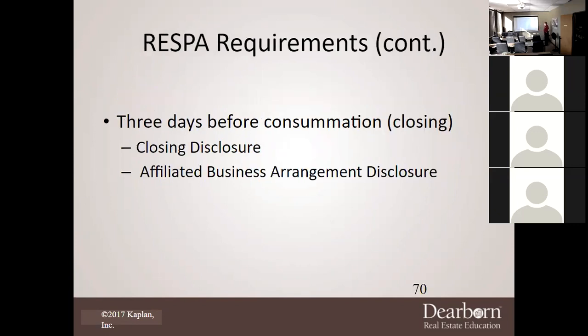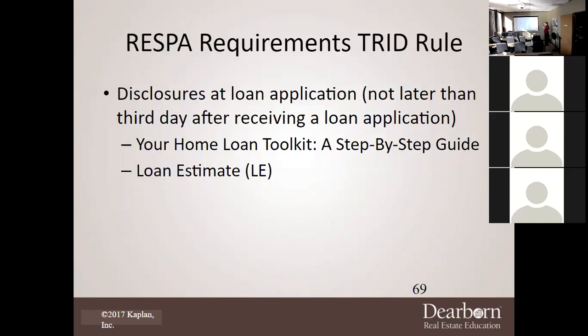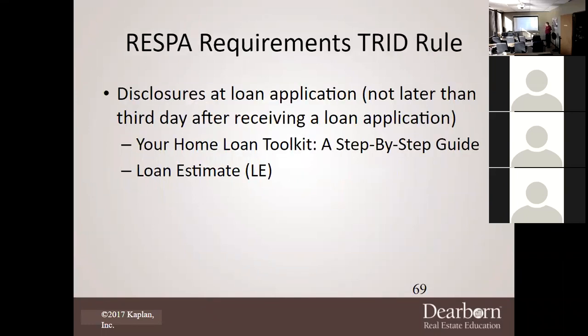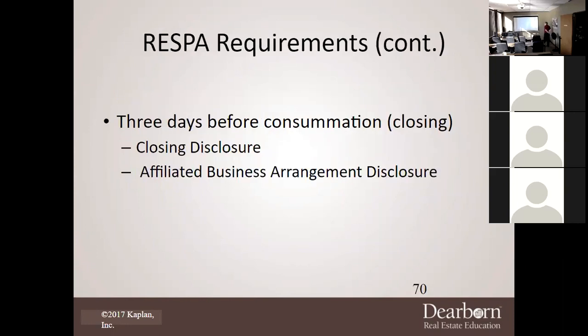Now, there are 3 days, of course, before the consummation. It's basically the closing. The key thing here is 3 days prior to the loan application, you have to get these documents. 3 days before the closing, you have to get your closing disclosure and your affiliate business arrangement disclosure. Now, what this means on this nice little chart is that the LE, which is the loan estimate, must end up being very close to the closing disclosure.